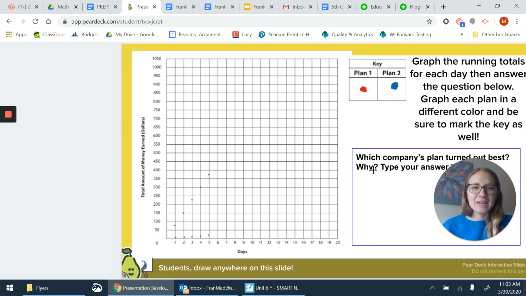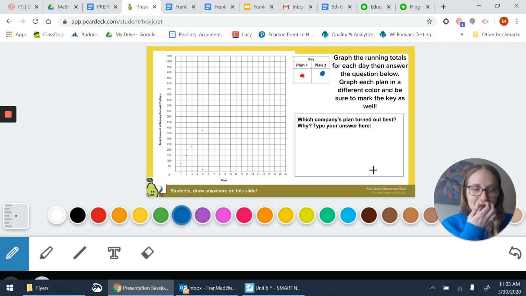All right. So when you are done plotting those 5 days, I want you to go back to your table, finish filling it in until your running total reaches $1,000 for each, okay? Then you need to come back to your Pear Deck and graph both of those lines.